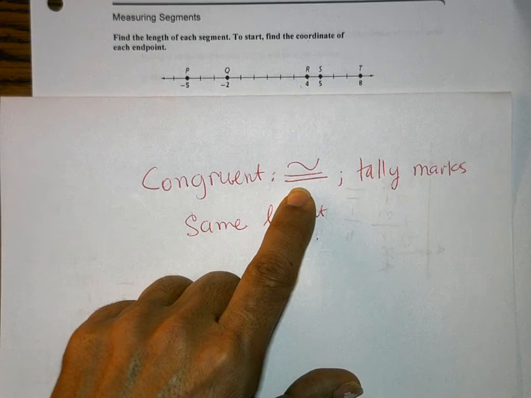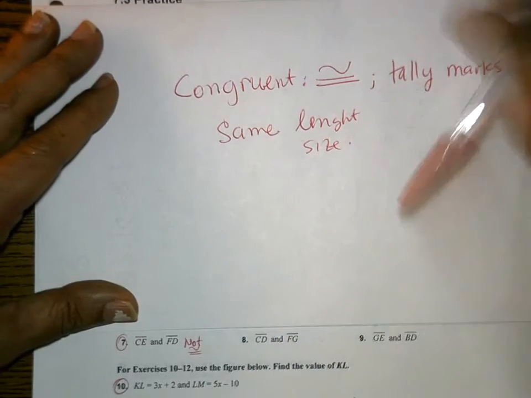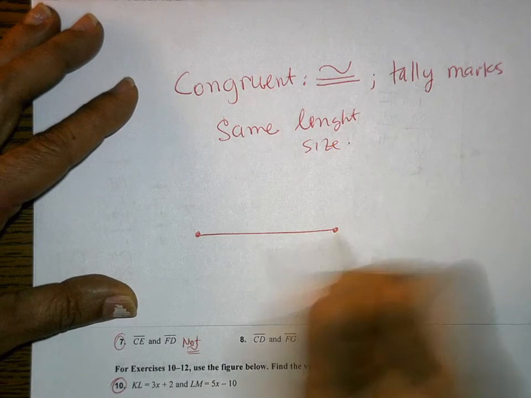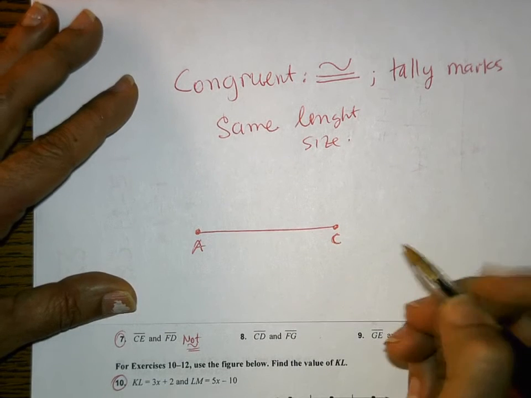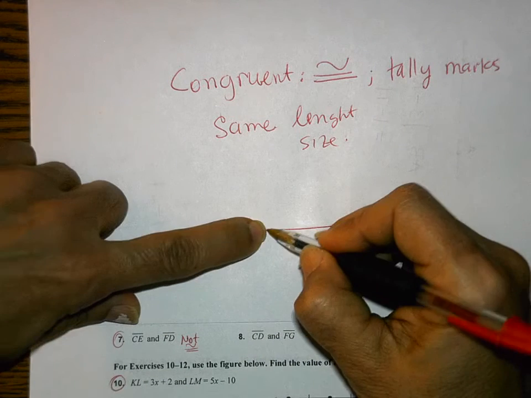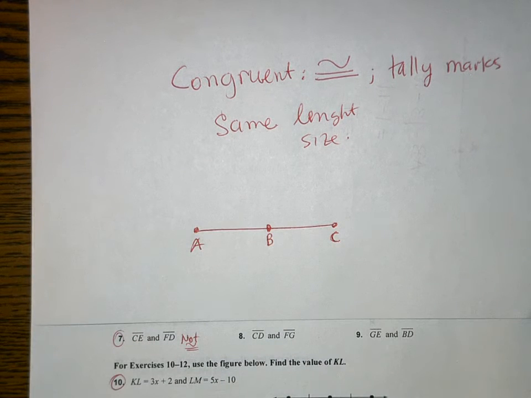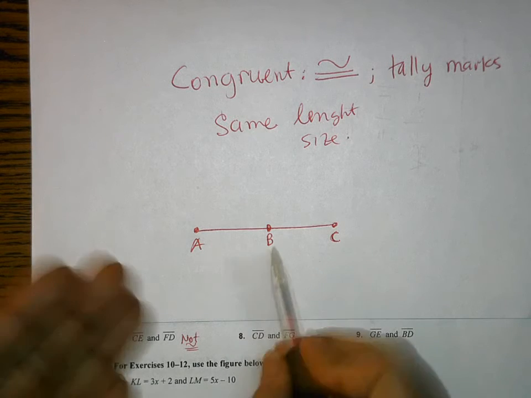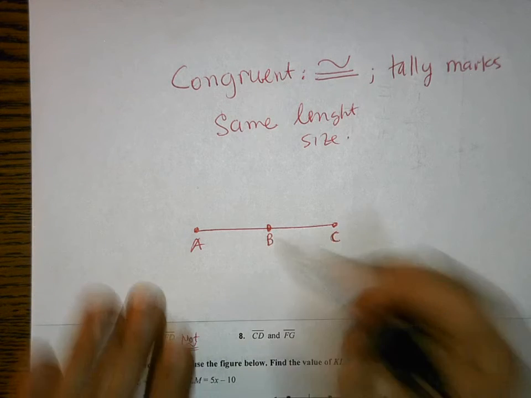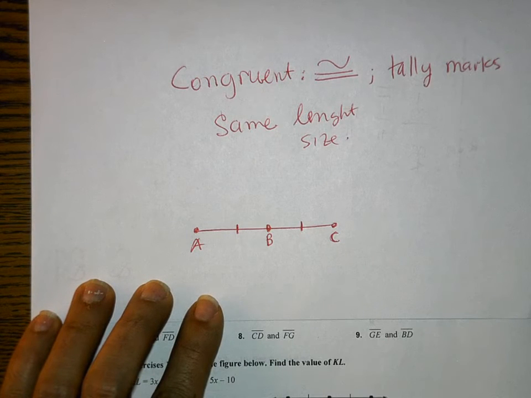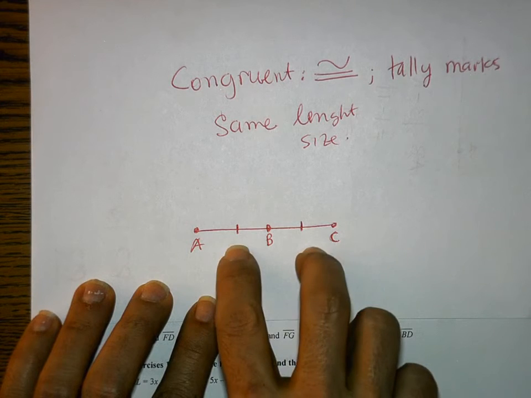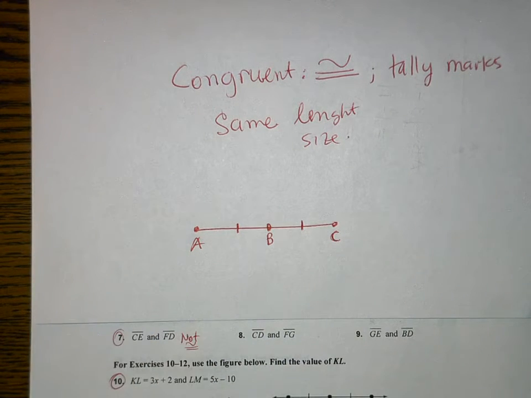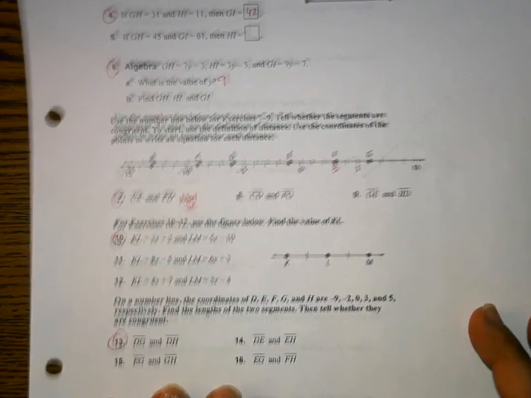To say that something is congruent. So for example, if I have this distance from A to C, and I want to cut it right in the middle, right here, and put the point B. If I want to show you without any words at all that I cut it precisely in half, and from A to B is exactly the same length as B to C, I just put a little tally mark to say, hey, these two segments right here are exactly of the same size. They're exactly congruent. So that's what you need to remember when you look at geometric segments and shapes and angles.